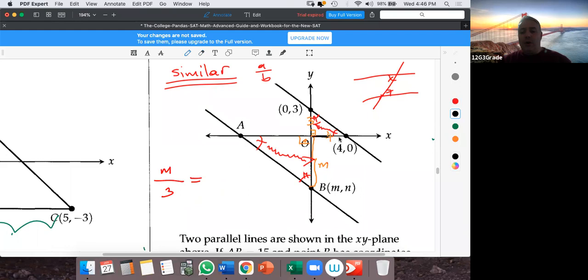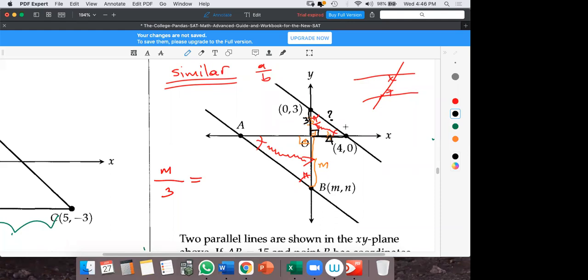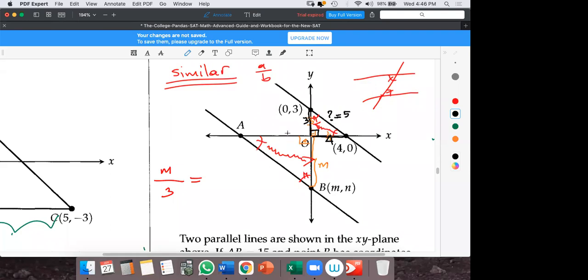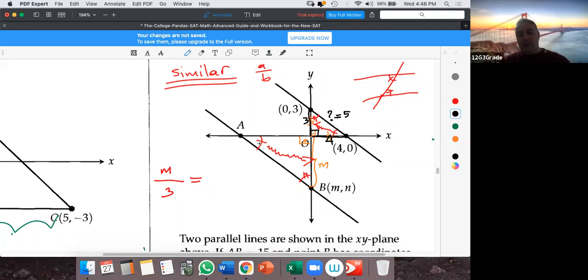If this is 4, if this is 3, if this is 90 degrees, what can we say about this? Can we say 5? Yeah, we can. 3, 4, 5 triangle, right? Yeah, 3K, 4K, 5K. Very good. So I have started with this triangle.